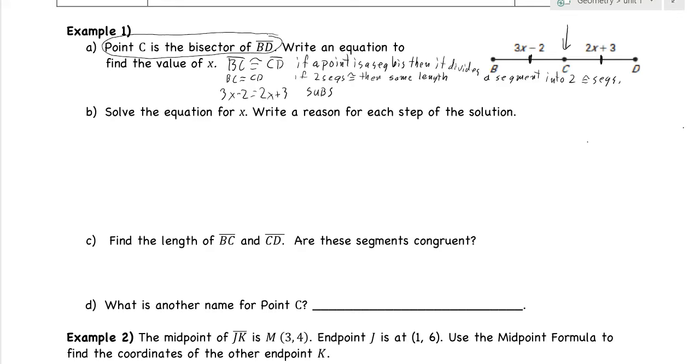Point C is the bisector of segment BD. So you look up, what does it mean to be a segment bisector? Oh, now that I have that definition, I can use it to say what the definition lets us say, that the two segments are congruent. I can use the definition of congruent to say another thing before I can do any algebra whatsoever.